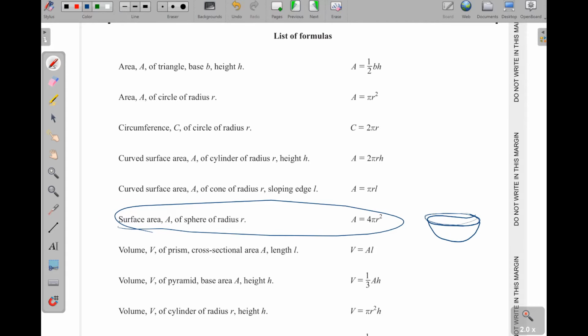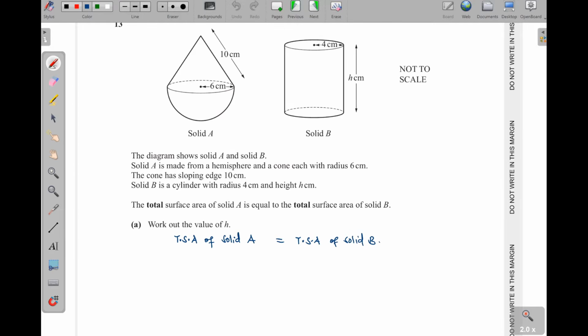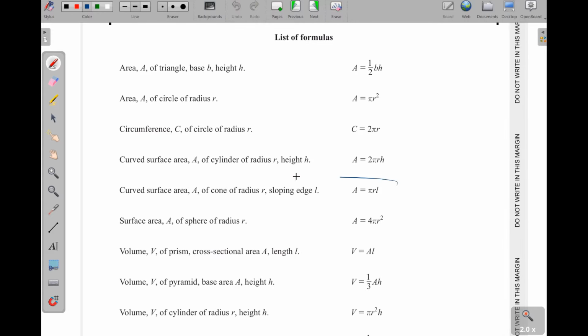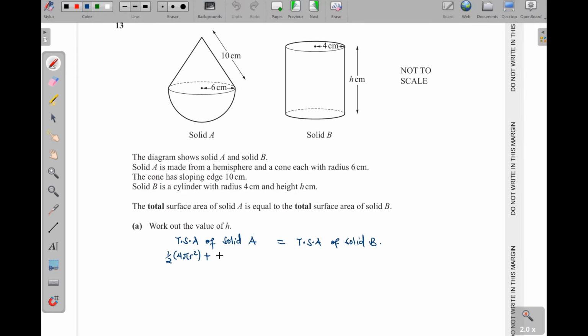So that means the total surface area of a hemisphere, it is actually going to be this upper part, which is the pi r squared, then plus a half of this one, which will be 2 pi r squared. So I will have a half of 4 pi r squared, then plus the one for the cone. The curved surface area of the cone is given as pi r l. It is here in the list of formulae. It is here, pi r l, and that l is the slanting edge. Okay, so plus pi r l.